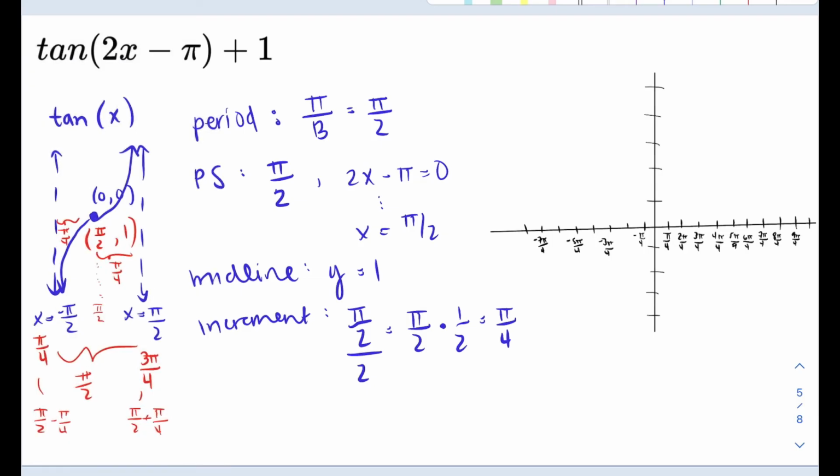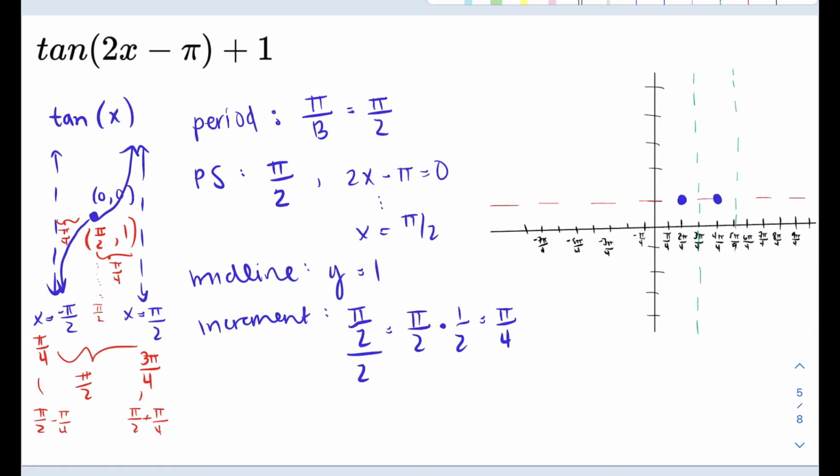So I'm going to place my starting point, right? Remember, tangent, it's the starting point that we move. So my starting point is going to be over pi over 2 and then up on my midline, okay? Sometimes I think it's helpful to just put the midline in there. And so it's going to be pi over 2, comma, midline, okay? Then I go 1 increment, and I've got myself an asymptote. And then I go another increment, and I should have a center point.